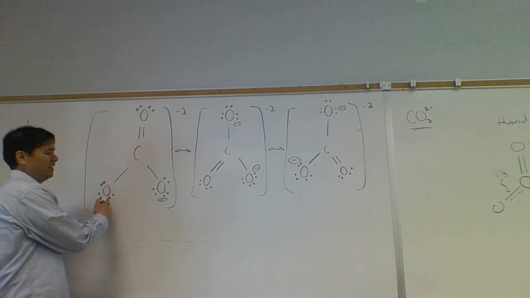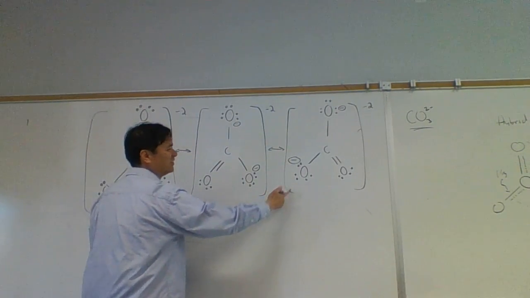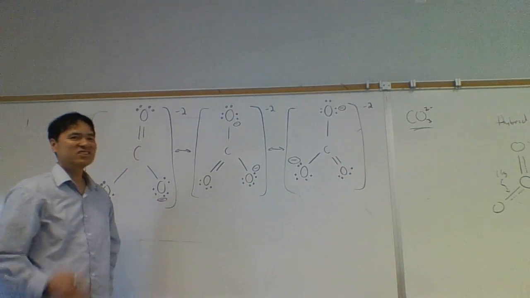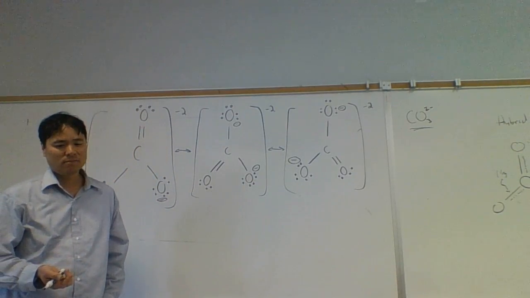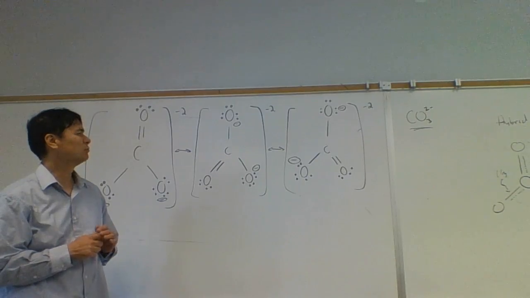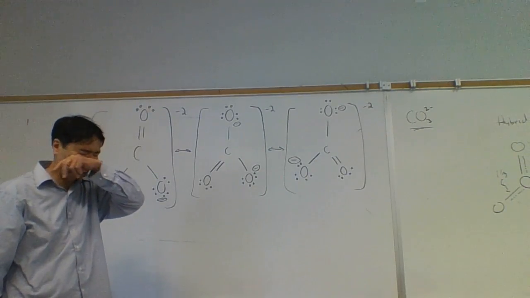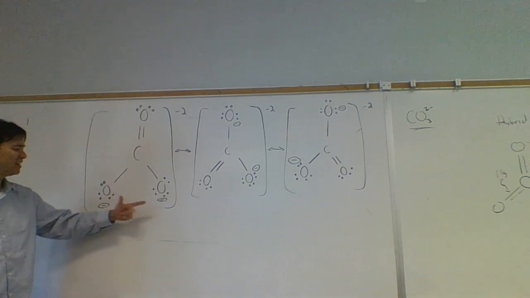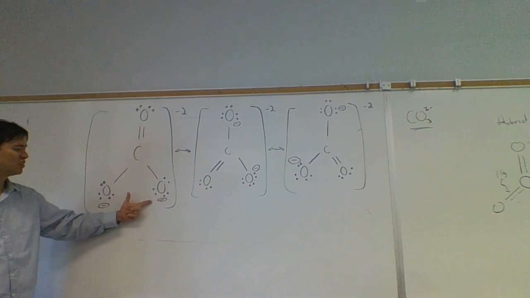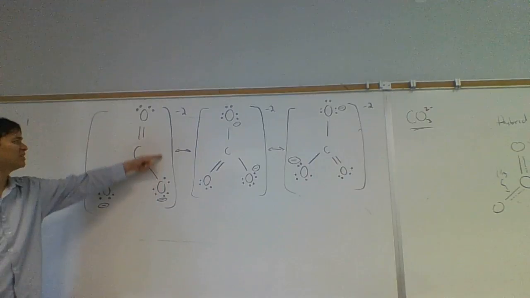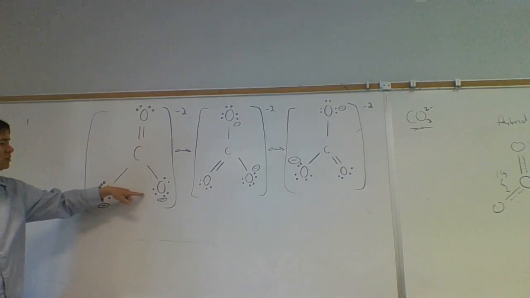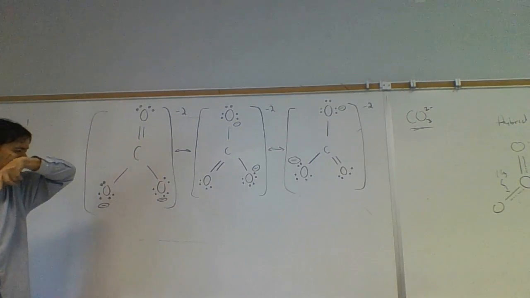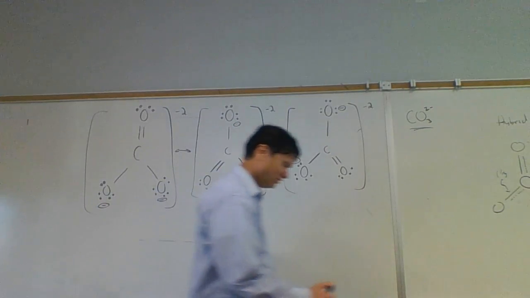This one has 3, 2, 2. So there's 2 ways I do this. The 2 ways I do this is: I have a -1 and a -1 with -2. I have a -2 distributed over not 2, but 3 atoms.